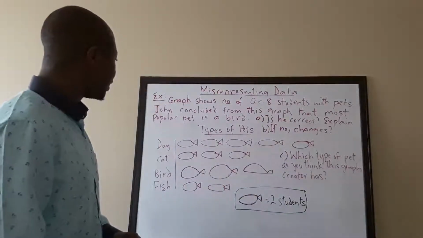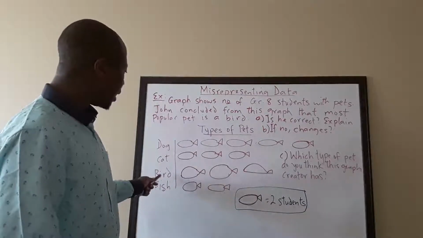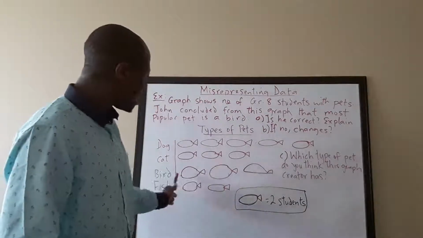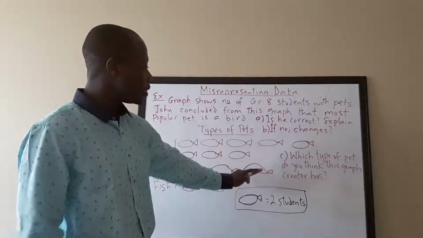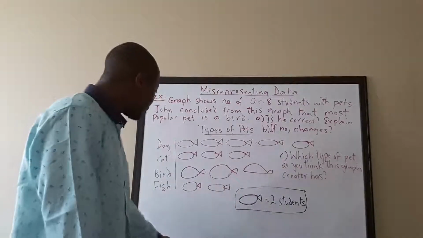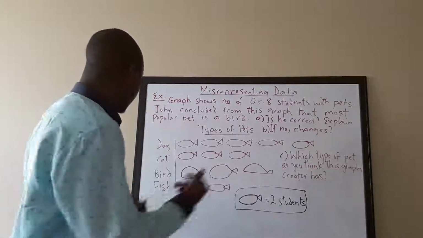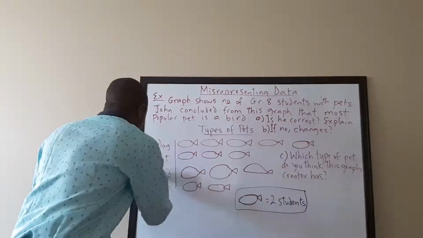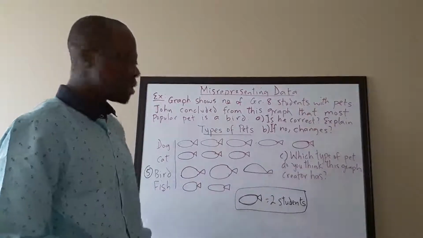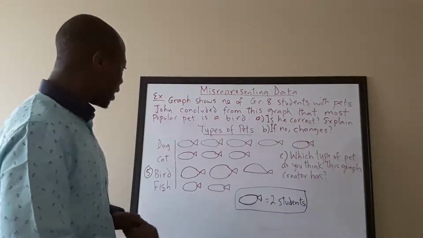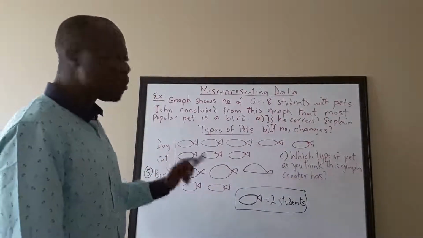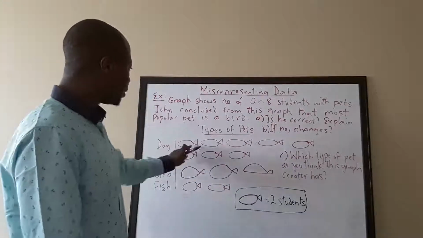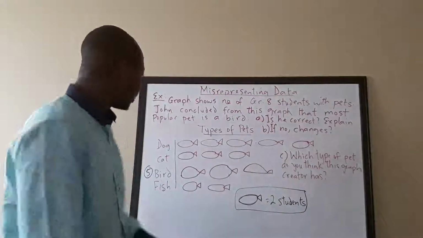So, is John correct? Well, let's see. The number of students with birds here are 2, 4, and this is half. So just 1, so 5. So 5 students have birds. So I'm going to write 5 in a circle here. Have birds. But to me, I can see this one is longer, so I think there are more students with dogs. Let's see. 2, 4, 6, 8, 10.